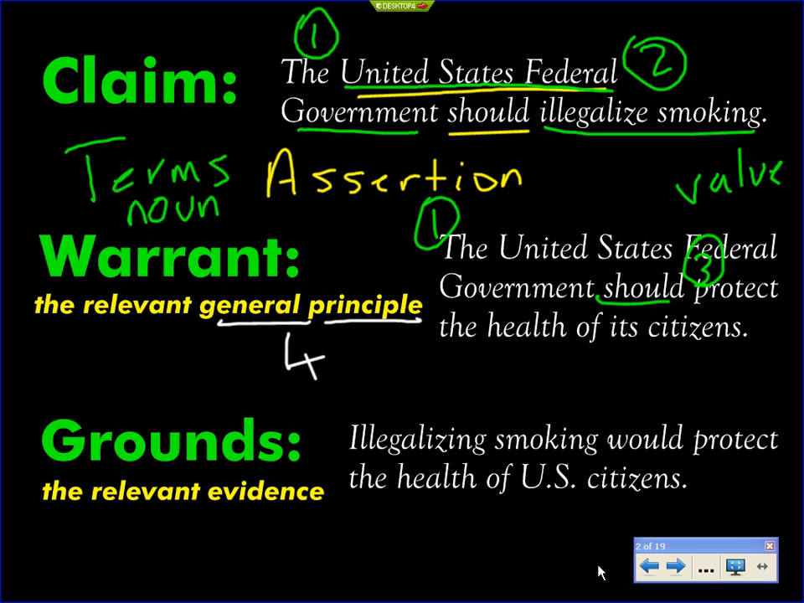Emily, I'll go back to you again. Why would we end the Bush-era tax cuts? Excellent. So would you say that your warrant is something like the United States federal government should maintain the stability of the economy? Very good. That's your second one. Should maintain the stability of the economy.